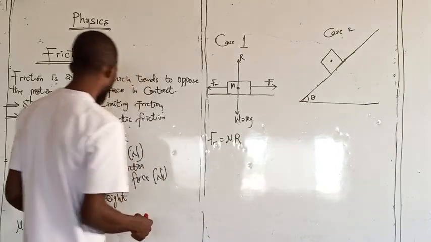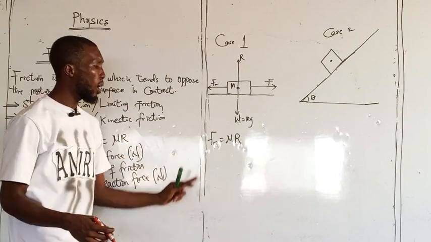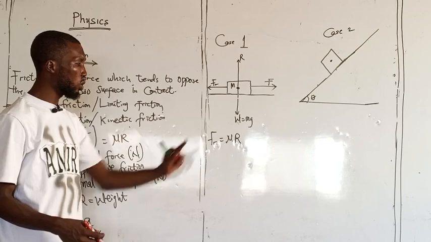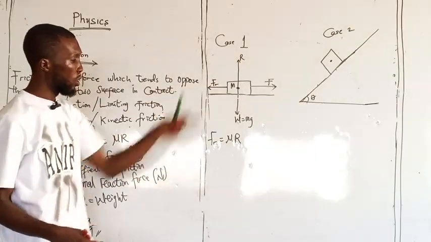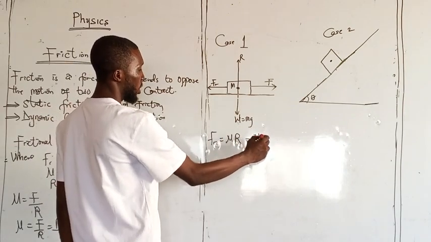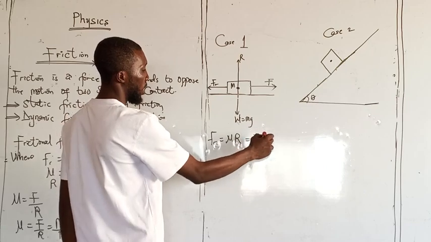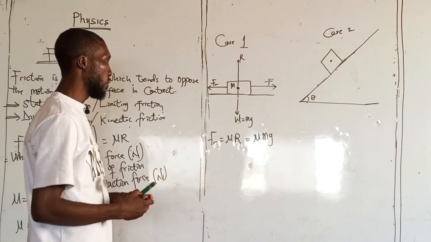So which is the case that we talked about here. So if here we are having our normal reactional force to be equal to weight, as we have said here, so if R equal to weight as shown here, we see that our frictional force will be coefficient of friction times what? Mass times acceleration due to gravity.